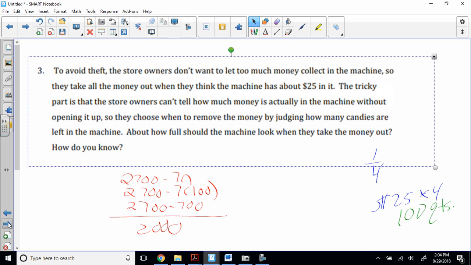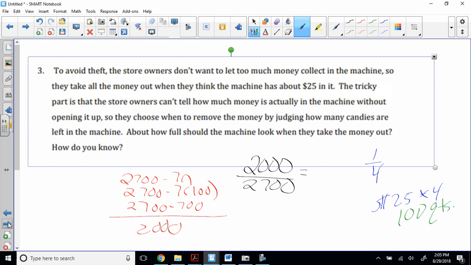Really? I'm sorry. Let's see. Hold up. That would be 2,000 over 2,700. Wouldn't that be part over what? Whole, right? Fractions, you learned that in 3rd grade. Part over whole, right? So what is 2,000 over 2,700? It's not a whole number.